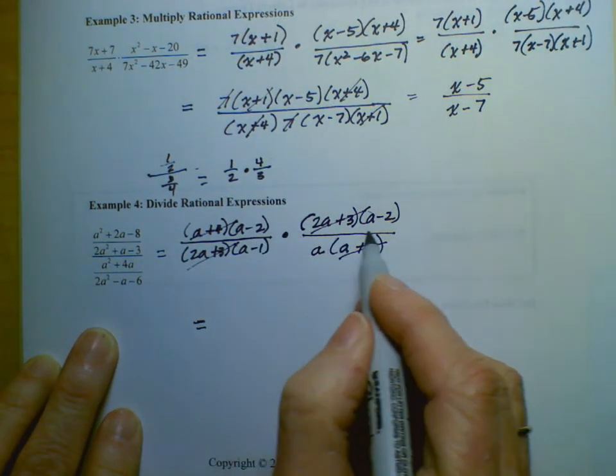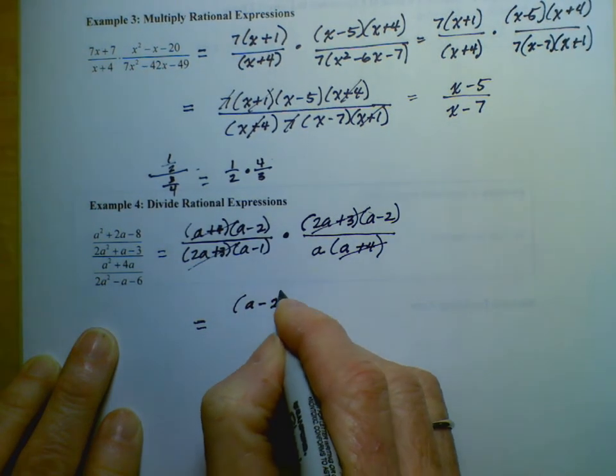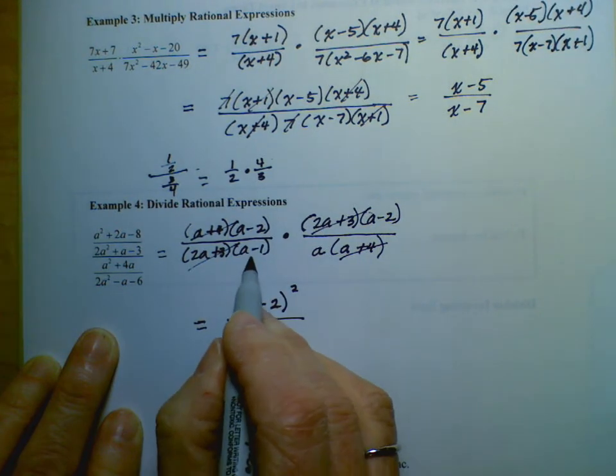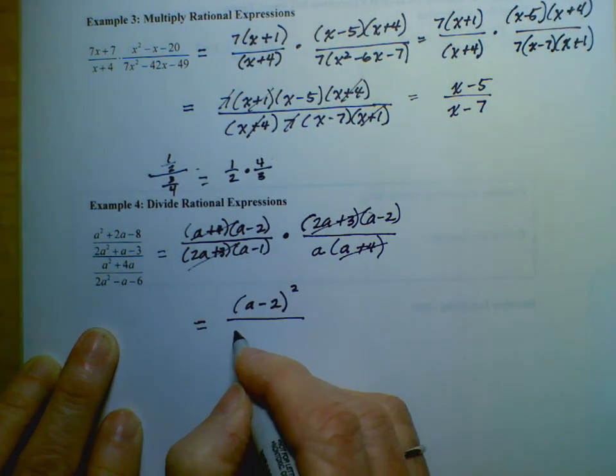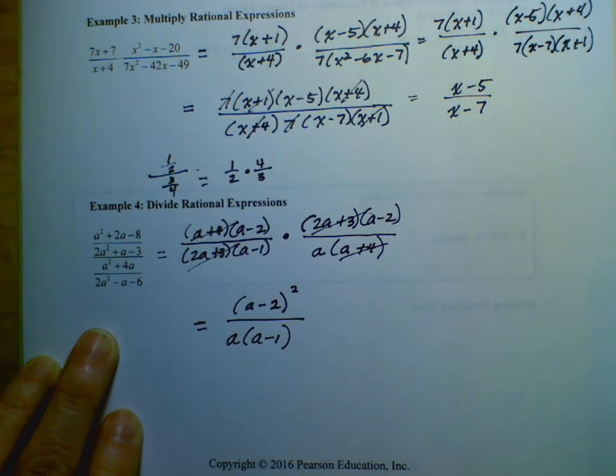So we have a minus 2 times a minus 2, written more simply as a minus 2 squared. And what's left on the bottom is an a minus 1 and an a. I like to put the lonely a first and then the a minus 1. It's not wrong to do it the other way, but you typically will see it like that.